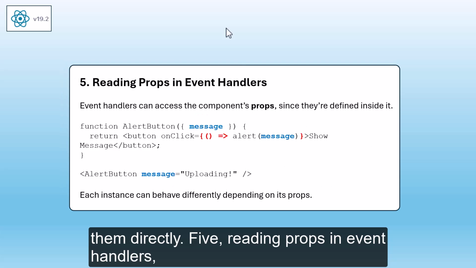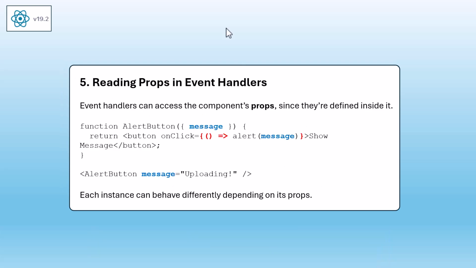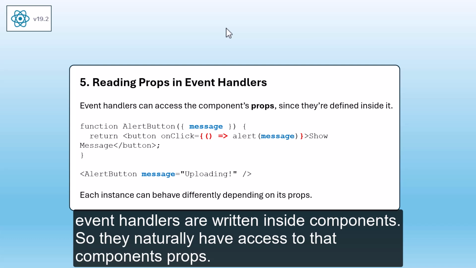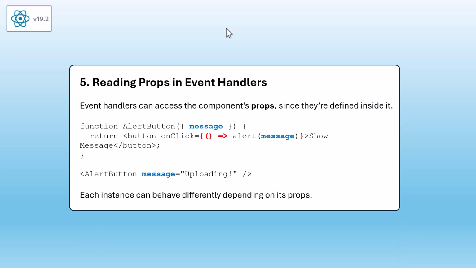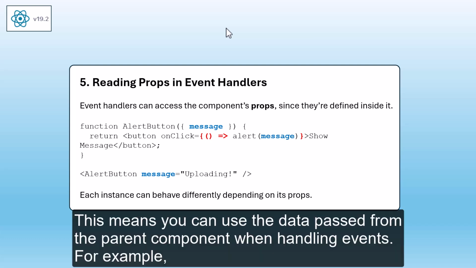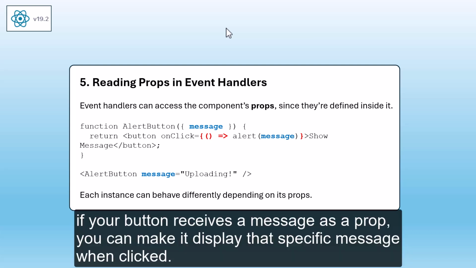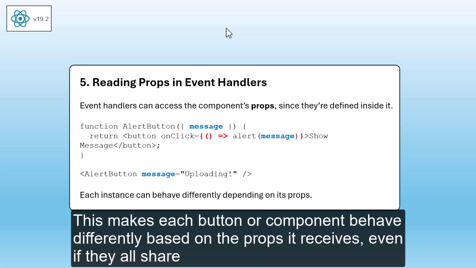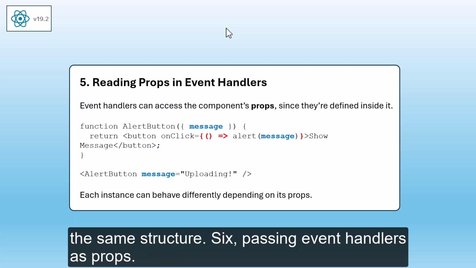5. Reading props in event handlers. Event handlers are written inside components, so they naturally have access to that component's props. This means you can use the data passed from the parent component when handling events. For example, if your button receives a message as a prop, you can make it display that specific message when clicked. This makes each button or component behave differently based on the props it receives, even if they all share the same structure.